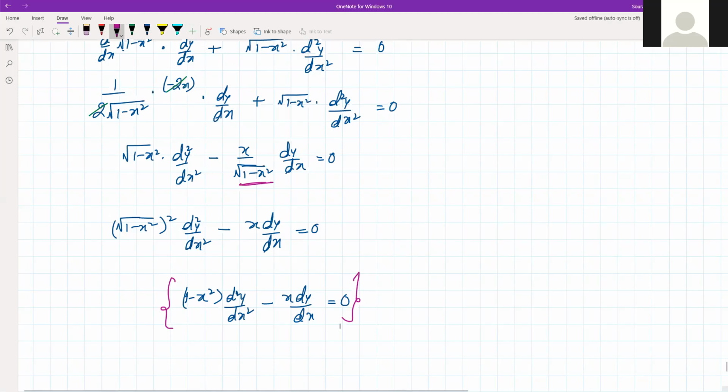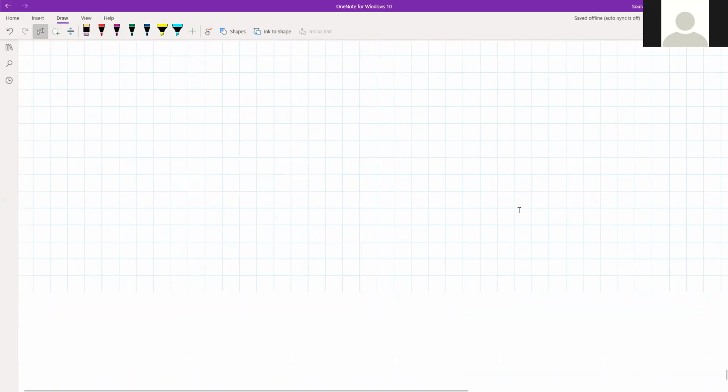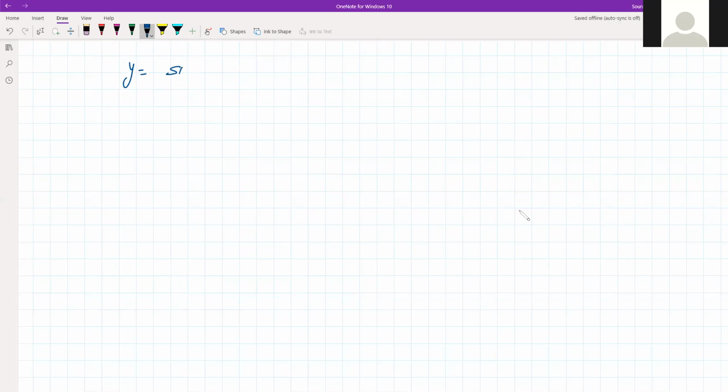Let me know if you think that you have some problem or you are not able to understand. And this is not the only way of doing this. You can even solve it in some other way as well. So if you want to do it like this, say y is equals to sine inverse x, then you have differentiated it once, say y dash, that is equals to 1 by root of 1 minus x square.